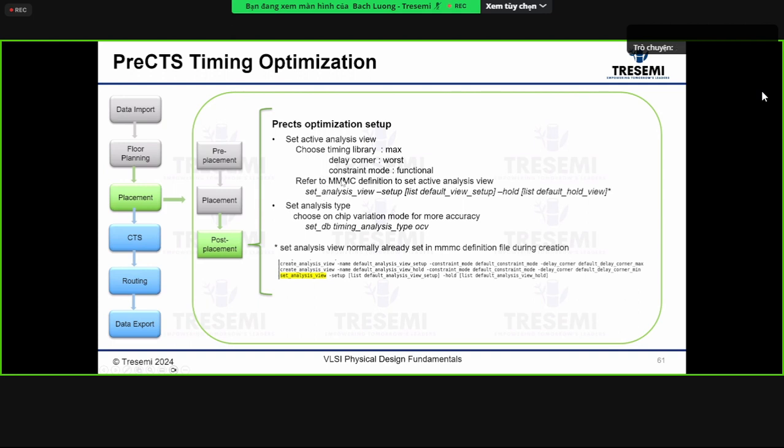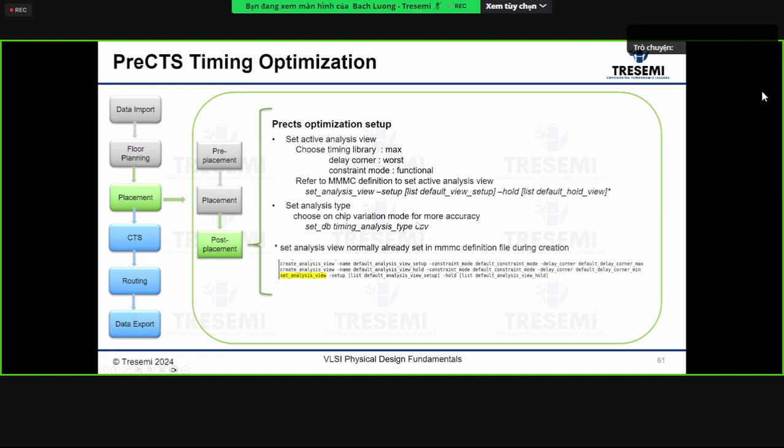If in the lab you see there's an MMC definition file, all these views are set up in that file. When we set this up, it's already set in there. Then we also need to tell the analysis type. There are more than three different types, but for this particular design, we're going to choose OCV, which stands for on-chip variations. And I think there is a single mode, a best and worst, and an OCV mode in this setup.